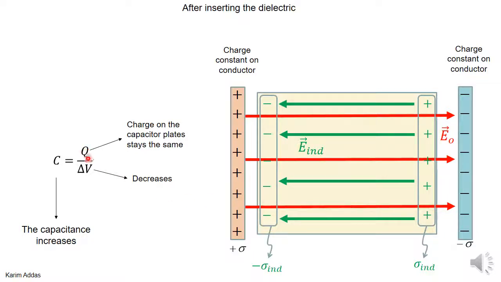Since Q is the same and delta V gets weaker, smaller, then the capacitance increases. And this is the intuitive understanding of how inserting a dielectric material, in the case where the charge on the conductors remains constant, how the capacitance changes. It becomes bigger. This is the intuitive understanding of that.